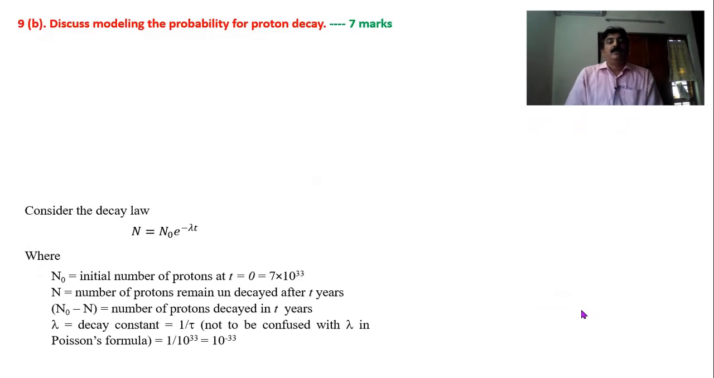Now comes probability of proton decay. Sorry, already some matter is displayed there. I forgot to animate it. Anyway, let us discuss the modeling of the probability for proton decay. This is using Poisson's distribution. Dear students, even this proton decay modeling I have explained in detail, but here, for the sake of writing the answer, whatever is required, that much only I will explain.